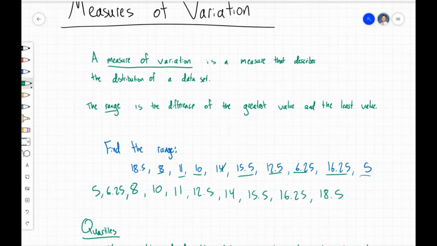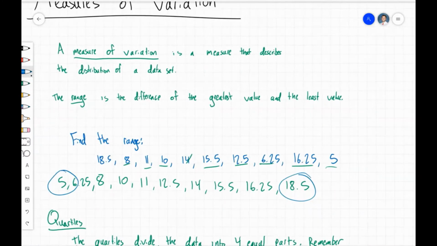Now the range, again, is just the difference between the greatest and the least. So what is the difference between these two numbers? Well, 18.5 minus 5 is 13.5. So our range is 13.5. And again, that's telling us from here to here is a distance of 13.5. Now in general, the range can measure the variability of something.